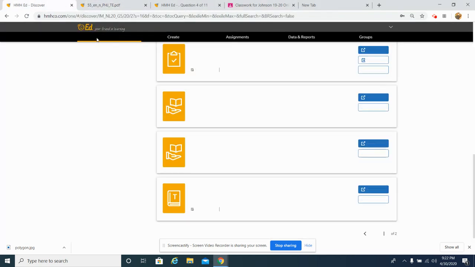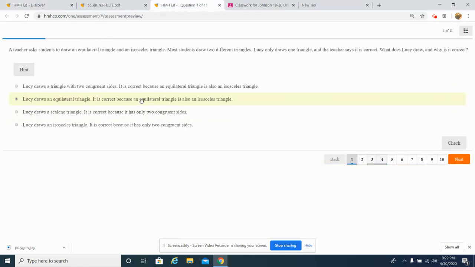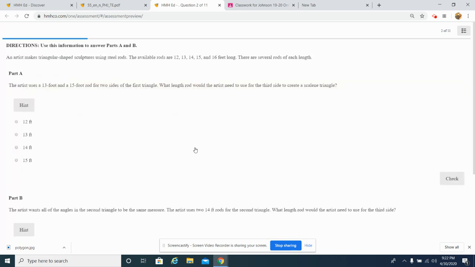All right, coming to our questions. A teacher asks students to draw an equilateral triangle, which means all sides are equal, and an isosceles triangle, which means it has to have at least two equal sides. Most students draw two different triangles. Lucy only draws one triangle, and the teacher says she is correct. What does Lucy draw? Why is she correct? Because an isosceles has to have at least two equal sides. So if it has three sides, which is an equilateral, isn't that an isosceles as well because it has at least two sides? It sure is.